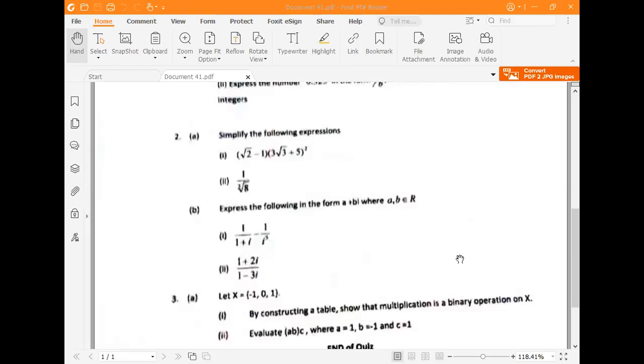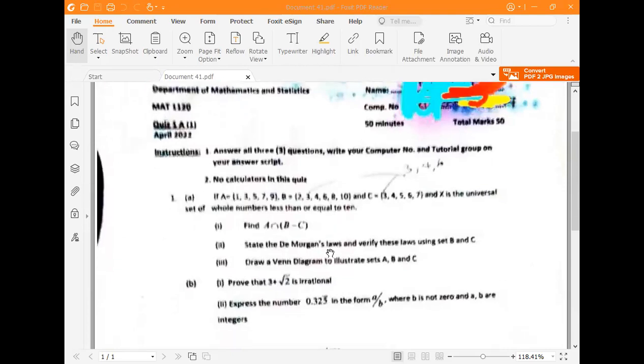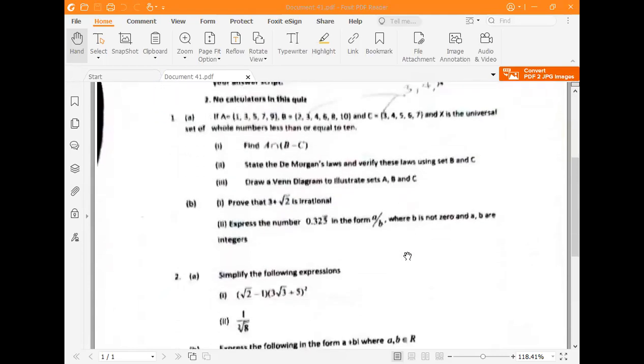Now on question 2. Question 2, simplify. Okay. So this is question 2 of which paper? The same quiz 1 for last year. This is 2022 April, around the same time.